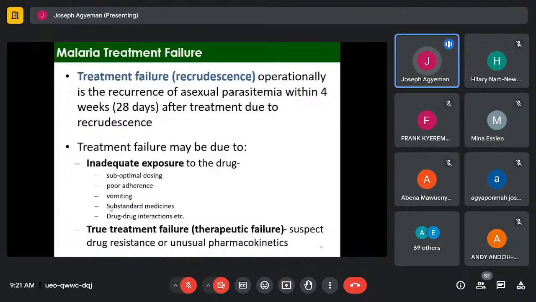And of course, it is advised that once you take these oral anti-malarials and you vomit, you take another dose to replace the one that you have vomited. If your drugs are not of good quality, you go and take a drug that the percentage content is below.